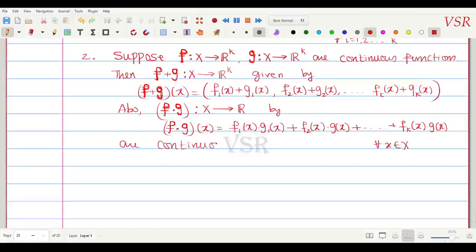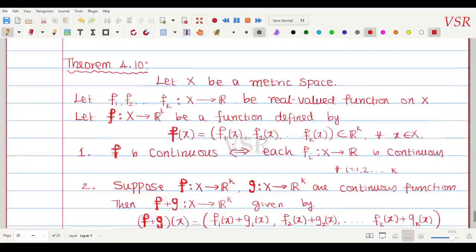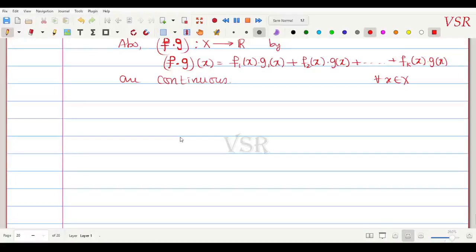So this is the statement. So I am going to prove two statements. And note that each fi is known as the coordinate functions of f. This is called the coordinate functions. Okay, so first we prove number 1, then we will go for number 2. So, proof.